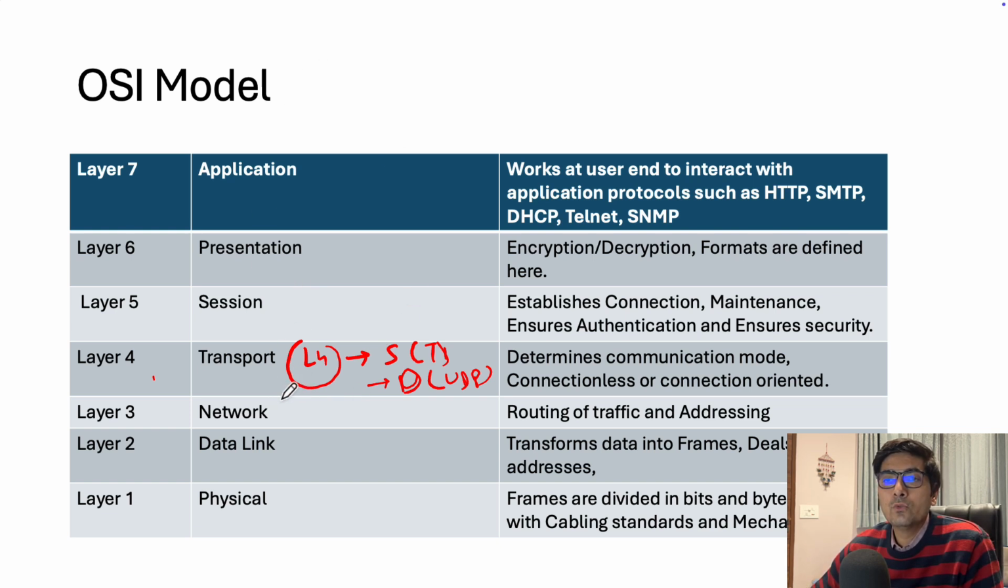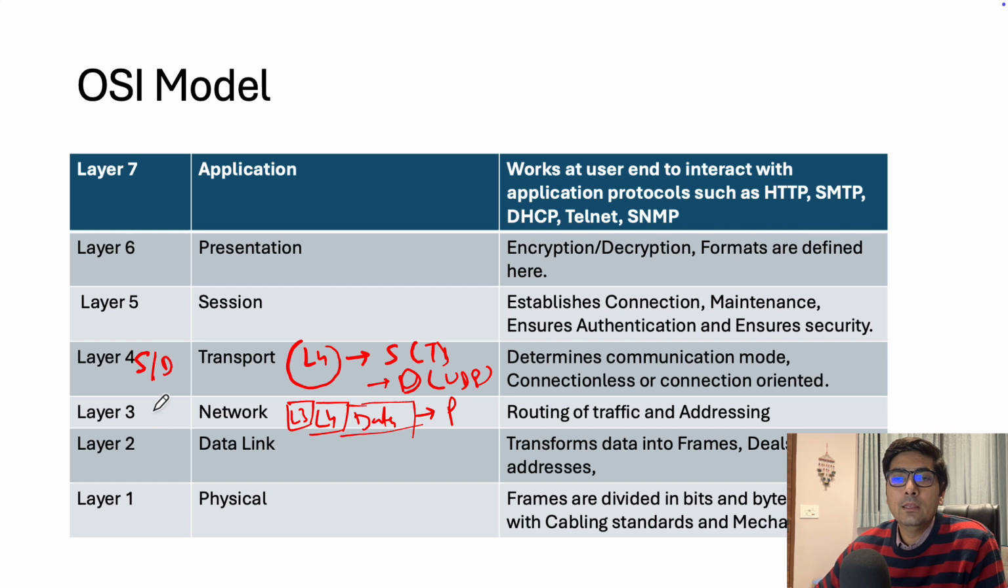So once it moves to the network layer, an additional header will be added, known as the layer 3 header, on top of the layer 4 header plus data. So data is actually broken into packets. At the transport layer it will be either segments or datagrams. At this layer it will become a packet, because the network layer deals with packets. The transport layer deals with segments or datagrams.